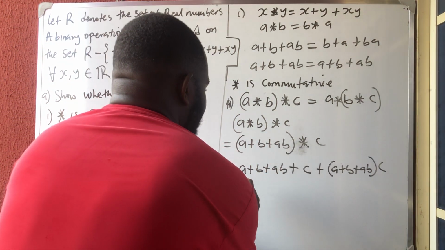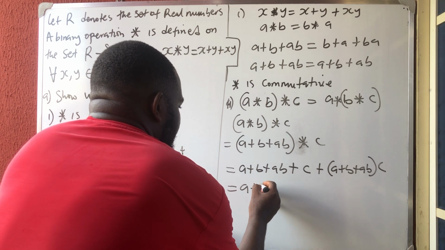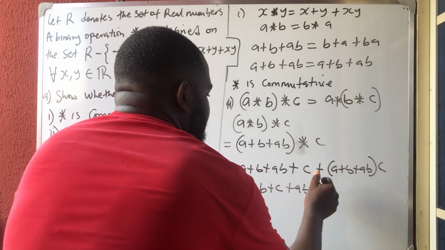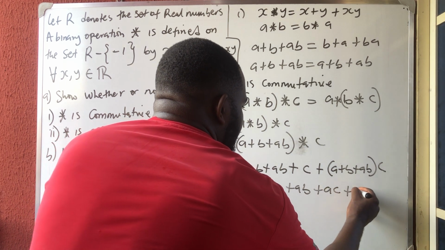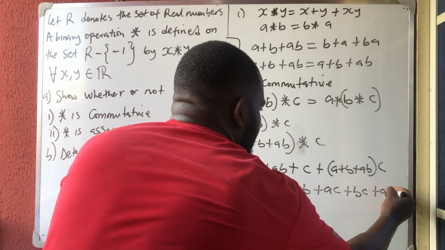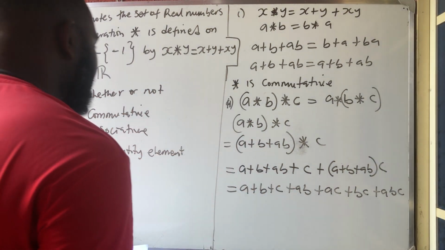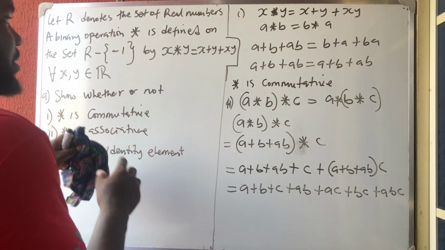Then if I clear the bracket, I'm going to have a plus b plus c, then plus ab. Okay, this time this will now give you plus ac plus bc, then plus abc. So this is the answer I got when I did the first one. So let me do the second one and know the answer I'm going to get.